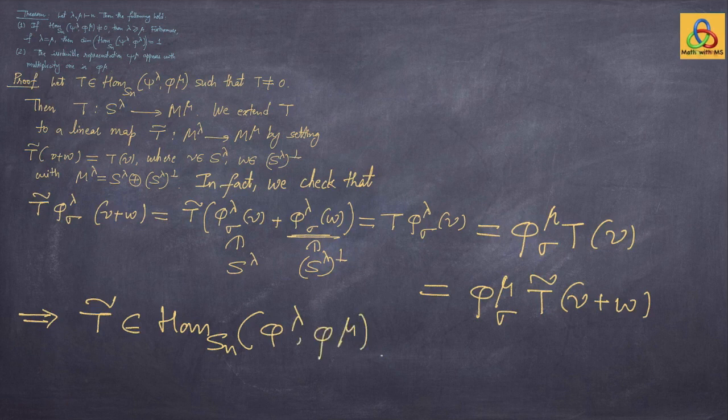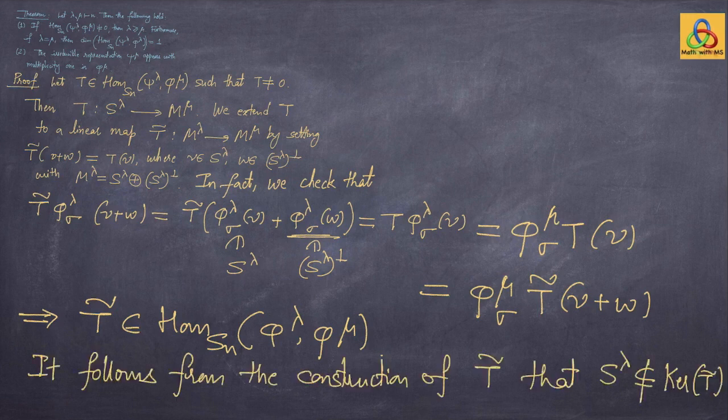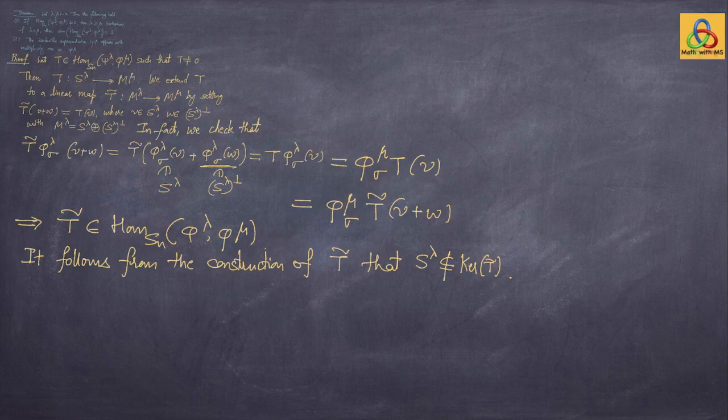By construction, it follows that S lambda is not contained in the kernel of T tilde, because T tilde is simply an extension of T, and T is a non-zero morphism. So T is not zero on the whole of S lambda. So therefore, T tilde is also not zero on the whole of S lambda, and therefore S lambda is not contained in the kernel of T tilde. And therefore, by the preceding lemma, it follows that lambda is bigger than or equal to mu.